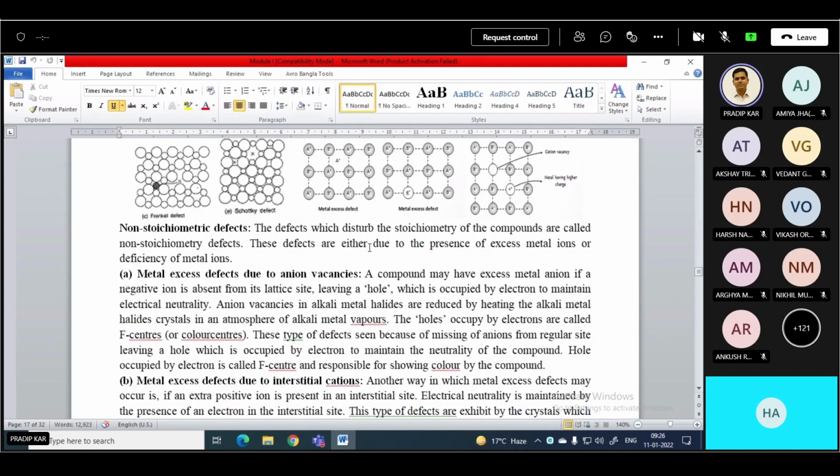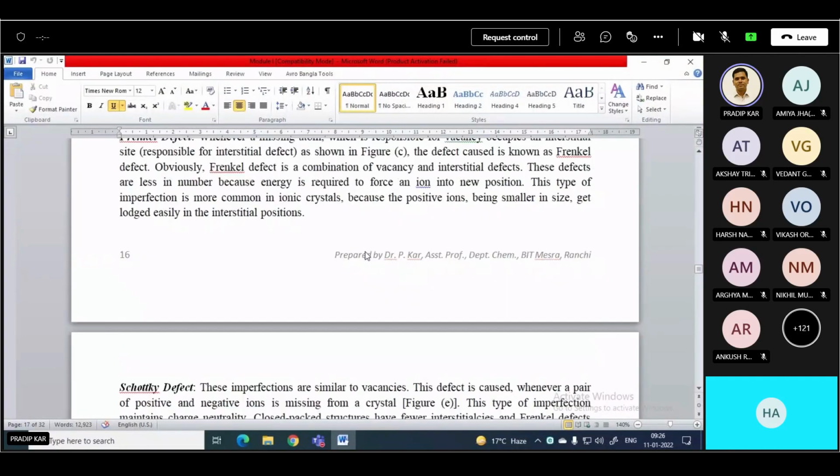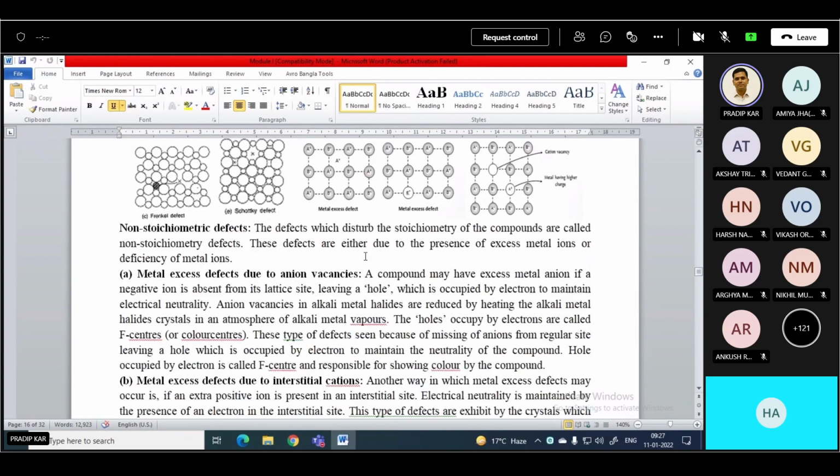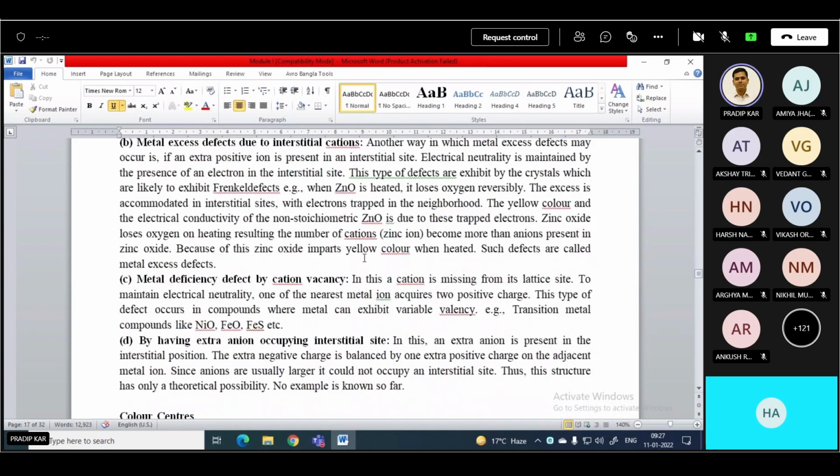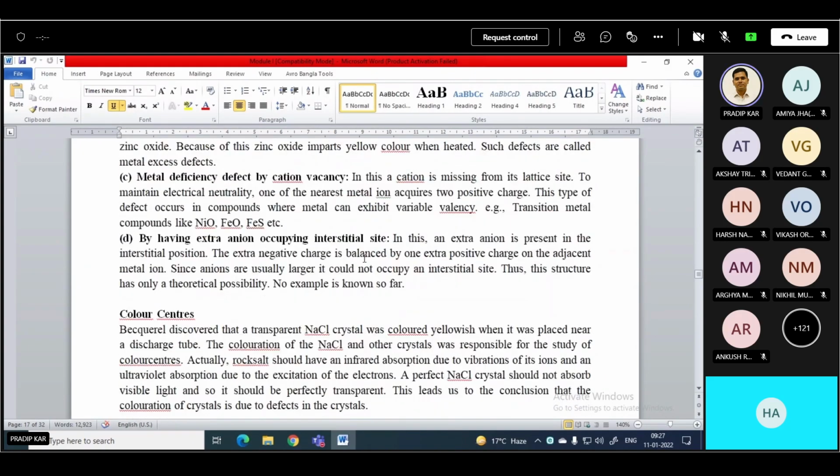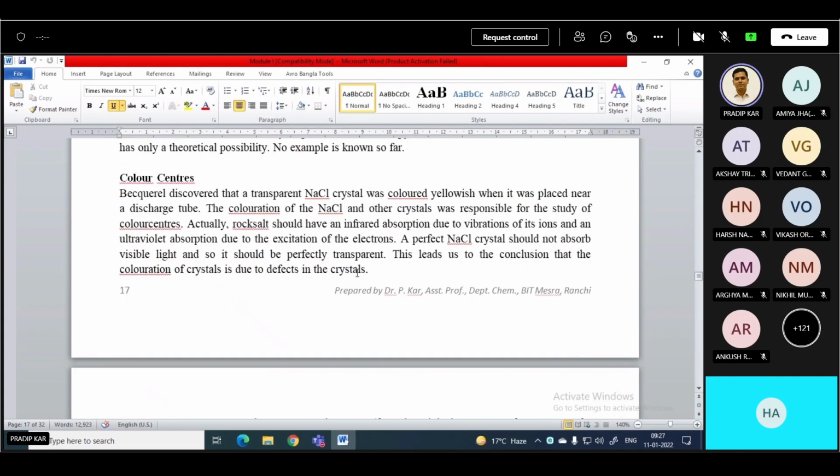So I think now it is clear for you what defects are present in the crystal. Here it is stoichiometric, non-stoichiometric. However, you have to keep in mind that the electrical neutrality of the lattice is always maintained. No extra charge is present on the crystal lattice.